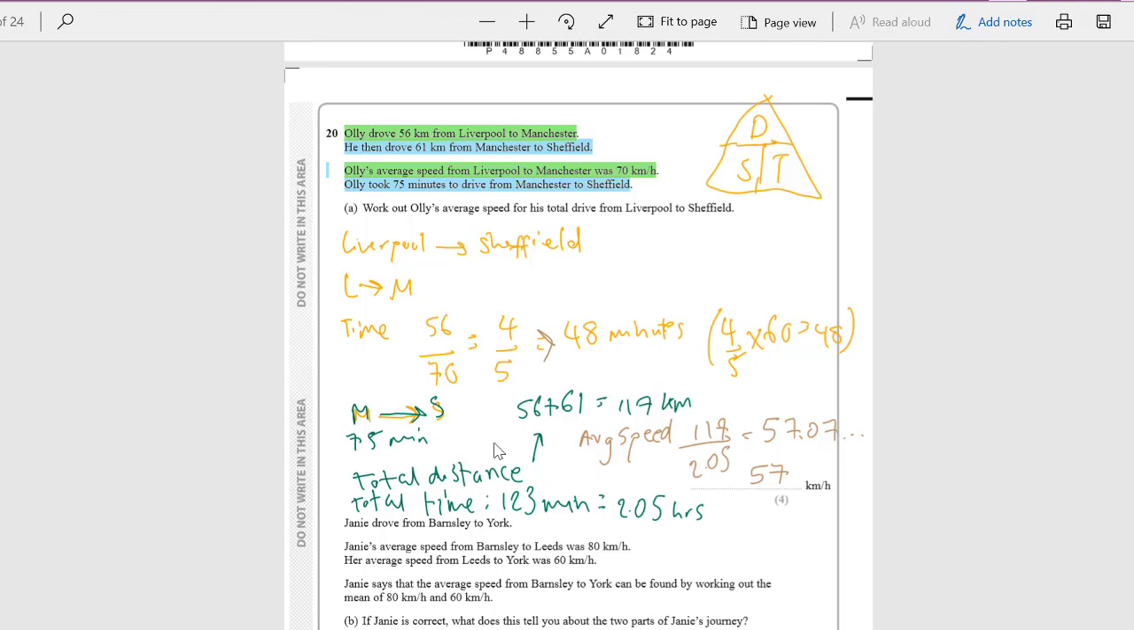So we probably should do this. And then the total distance was 56 plus 61, 117, and then total time was 48 plus 75. So we convert that into hours, 2.05 hours, because we want our answer in hours. So 117 kilometers, divided, that forward slash is a divide sign, by hours, so 2.05, which gives us 57.07 and so forth. So two significant figures, 57 kilometers per hour.